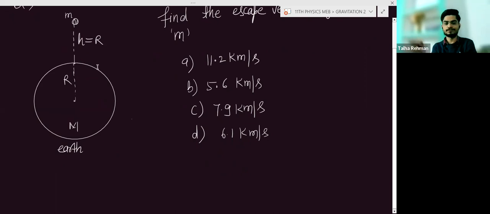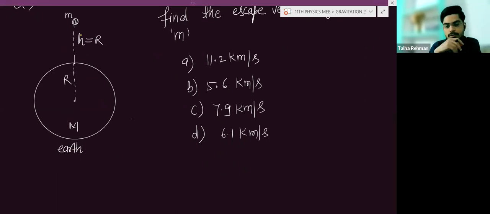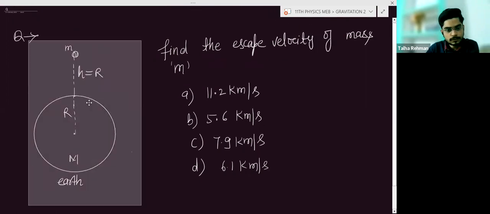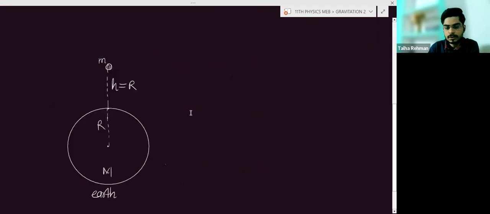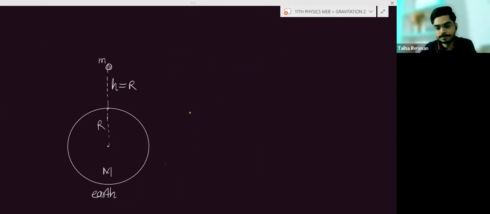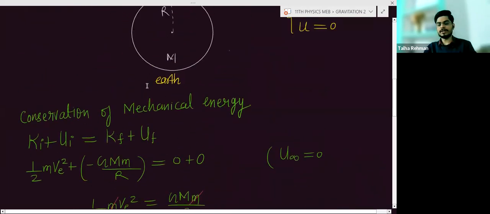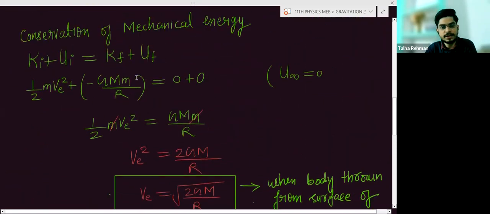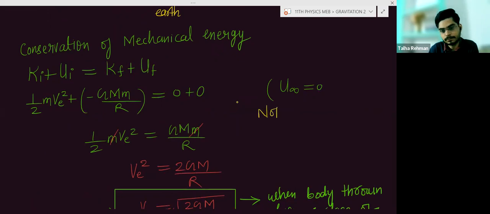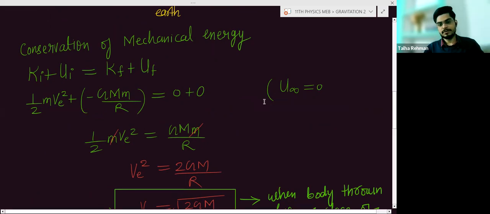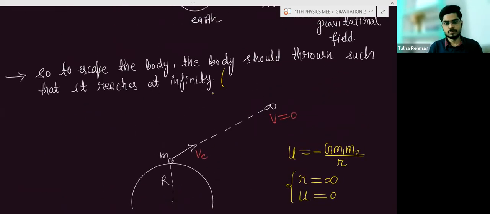Okay, so now we will solve this question. We want to find the escape velocity. Escape velocity means, one more thing you should know. There is one more condition for the escape velocity. You can write this condition here. It will help you in solving numericals. Total energy of the body becomes zero.